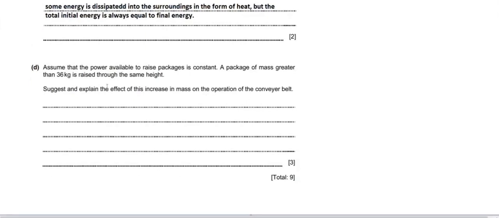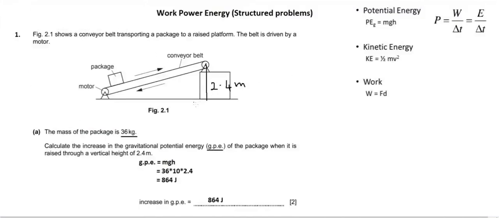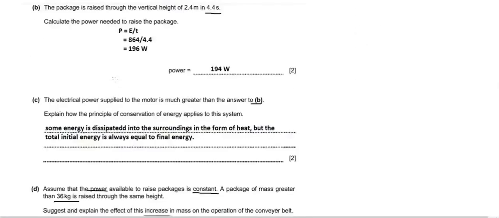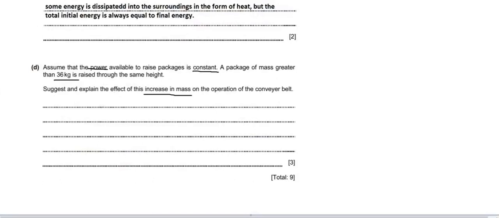Now the last question is: assume that the power available to raise the package is constant. So we are assuming the power is constant here, and a package of mass greater than 36 kg is raised through the height. Suggest and explain the effect of this increase in the mass on the operation of the conveyor belt. So we are going to increase this package mass, and power is constant. So the power of the motor is constant, only the package is more. What would be the impact or the effect on the conveyor belt?